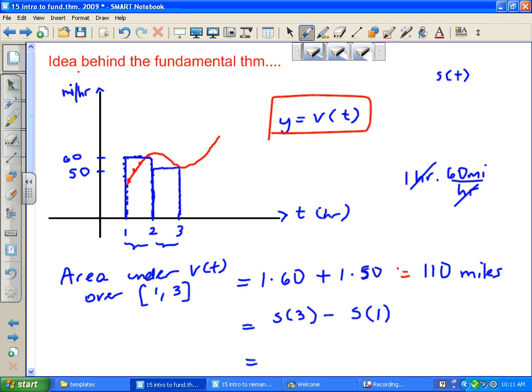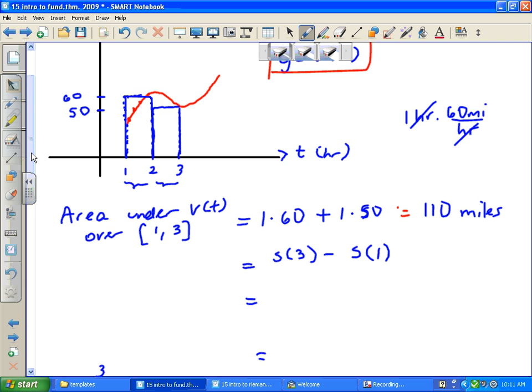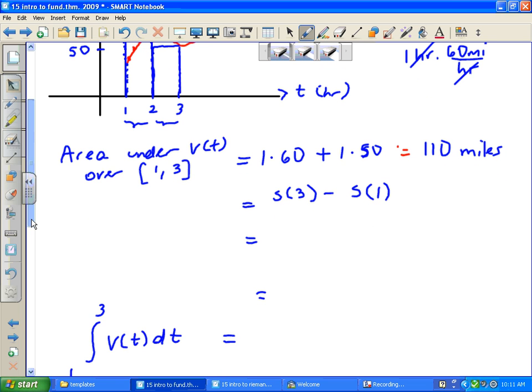Now, another way to write S of 3 minus S of 1, okay, I want to see.